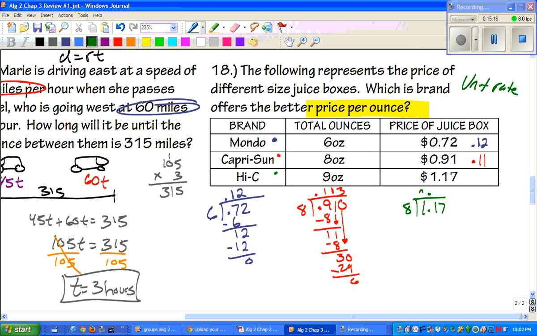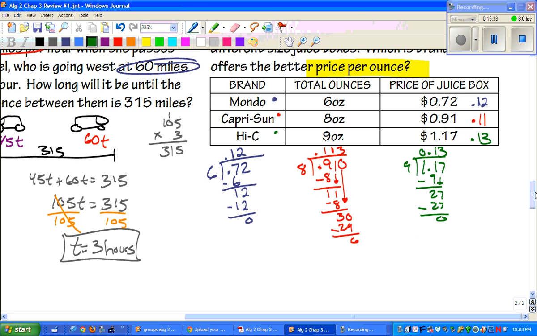Bring that up. Does 8 go into 1? No, 8 goes into 11 one time. Or not 8, I'm sorry, that's 9. So 9 still goes into 11 one time. We get 27, and it goes into 27 3 times. So which one of those is the cheaper? And that is Capri Sun. I know that's not one of your answers on the bottom, but that's what that one is. Okay?